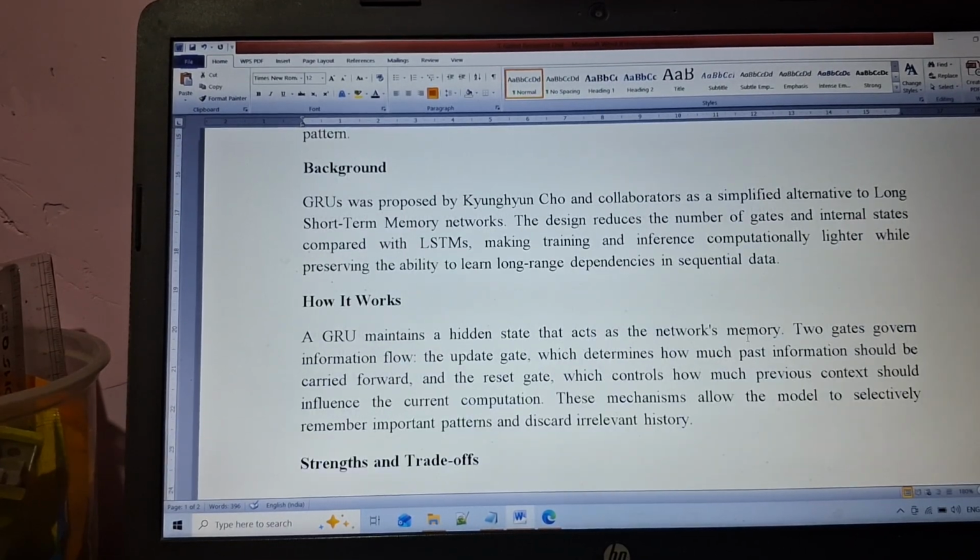Background: gated recurrent units were proposed by Kyunghyun Cho and collaborators as a simplified alternative to long short-term memory (LSTM) networks. The design reduces the number of gates and internal states compared with the LSTM, making training and inference computationally lighter while preserving the ability to learn long-range dependencies in sequential data. It can handle huge volumes of sequential data which cannot be handled by simple recurrent neural networks.